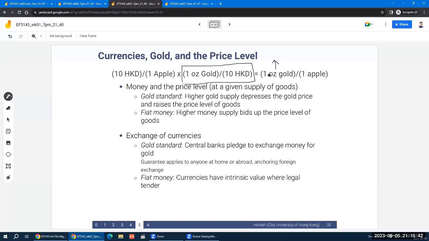Agree? So let me say that again. If the UK wants to buy apples from Hong Kong, they bring their gold into Hong Kong, and now within Hong Kong, there's more gold per goods for the same amount of goods and services. So all else equal, the price of those goods and services has to increase.